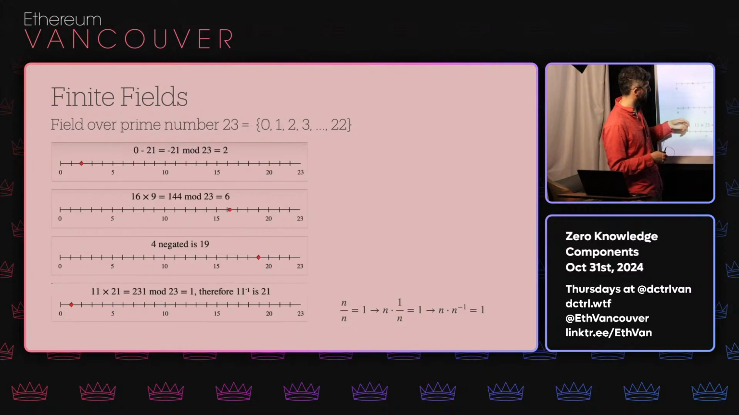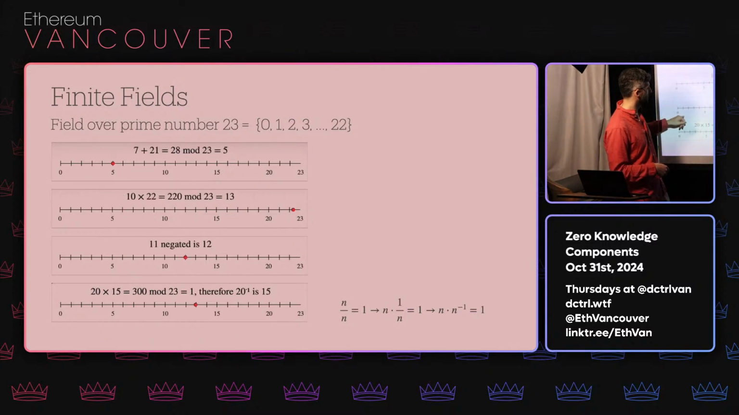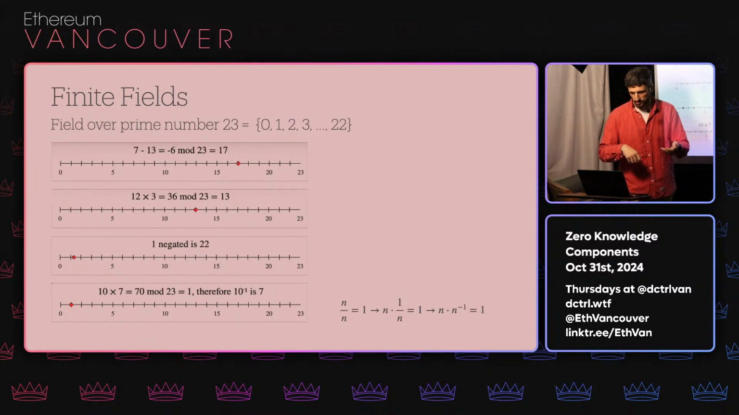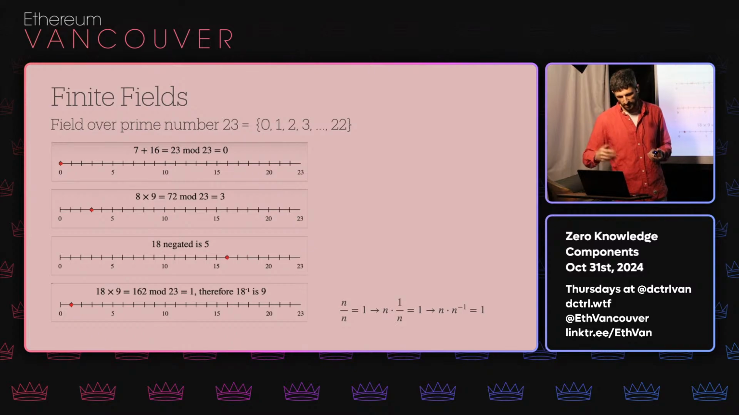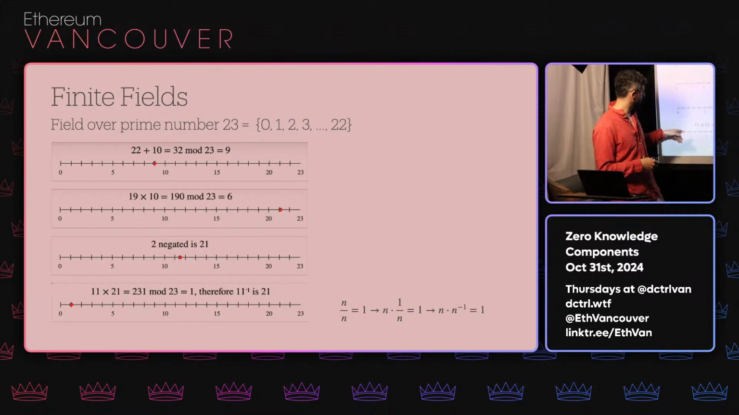So for example, if I want to have -1 on this scale, I would need to go into this direction and I will end up here. So for example, -1 will be 22, -2 will be 21, and so on. So basically the idea is that you need to find a right number in finite field just to conduct this subtraction, for example.